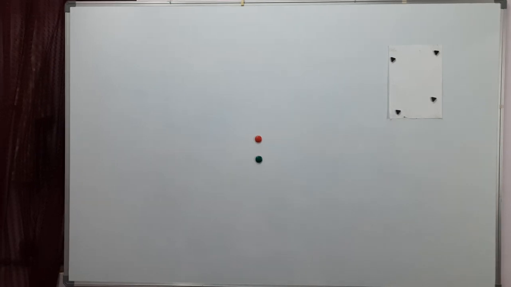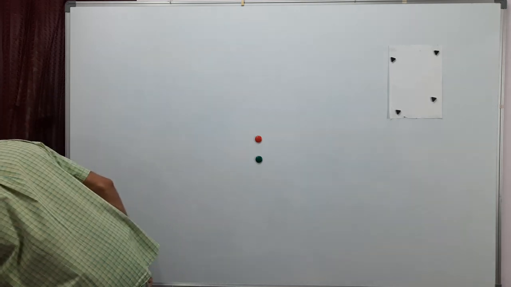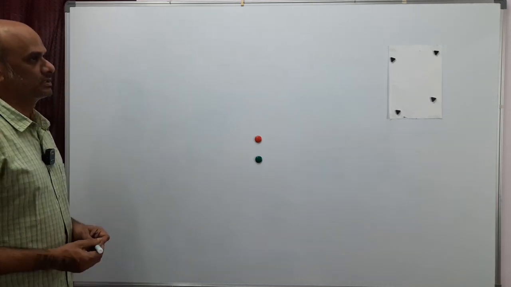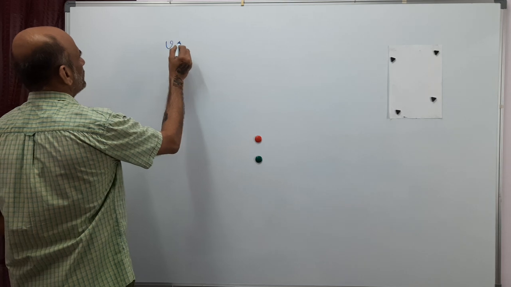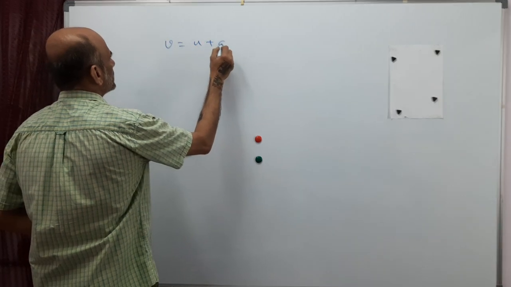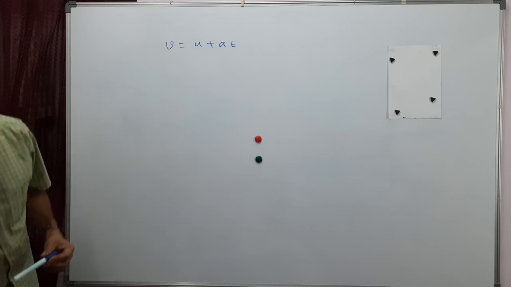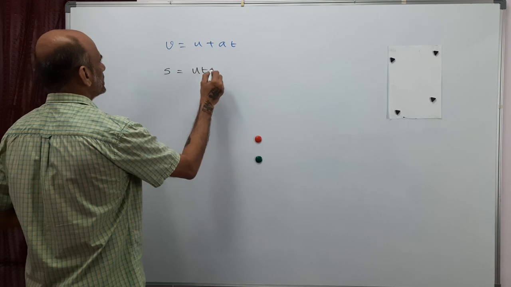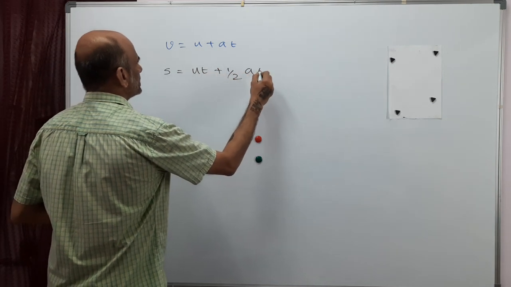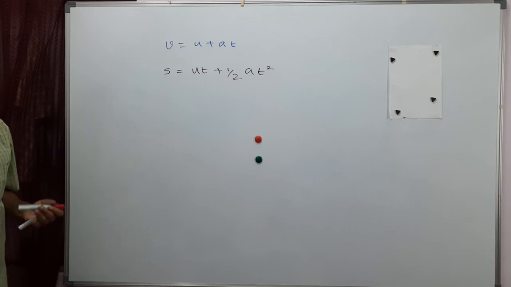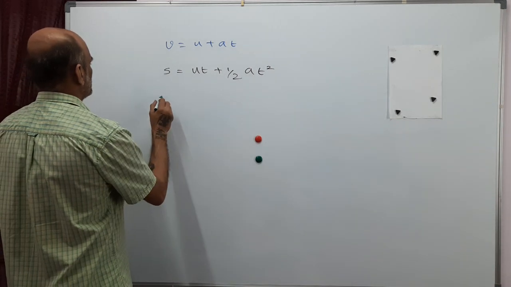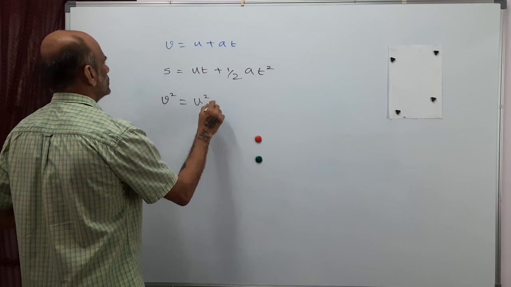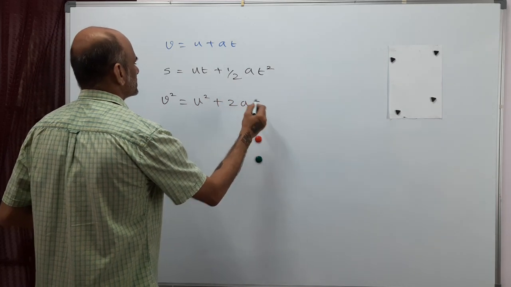In this video, I will discuss some JEE Main PYQs from the topic motion in a straight line. These questions are based on equations of motion. The three equations of motion are: V equal to U plus AT. Second, the displacement S equal to UT plus half AT square. The third is final velocity square equal to U square plus 2AS.